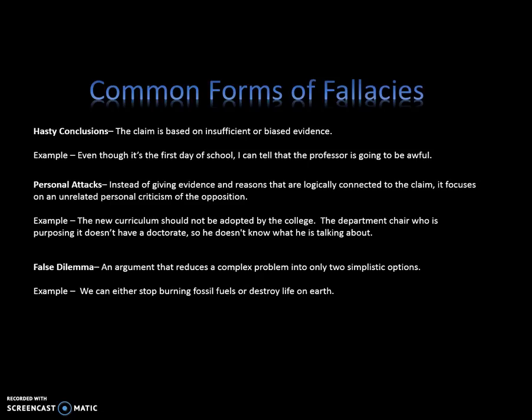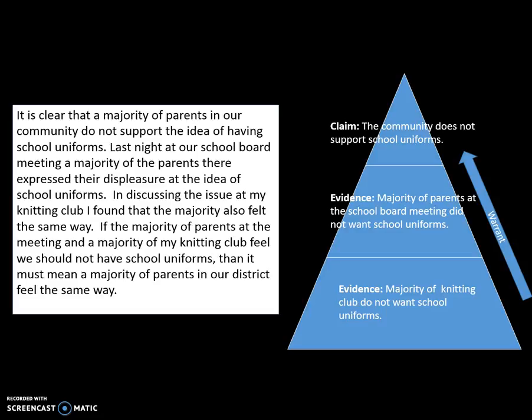There are many other forms of fallacies. I've just covered 7 of them, but these are 7 of the most common that you would run into in texts or media that you encounter. Let's go back and look at our argument that we talked about earlier about school uniforms. Now, after we've done the Pale test, we know that the claim, the community doesn't support school uniforms, seems to be an assumption, and it seems to be supported by evidence that's not necessarily logically connected or could logically be inferred to support the claim.